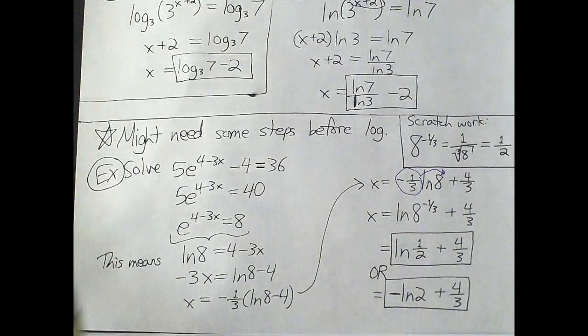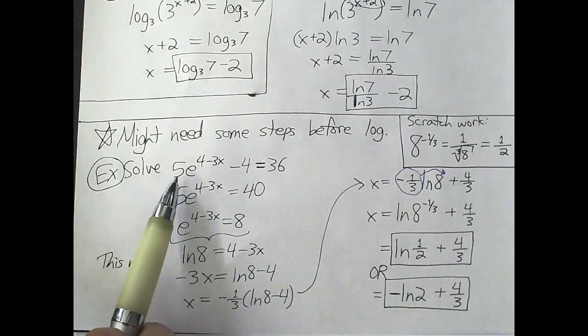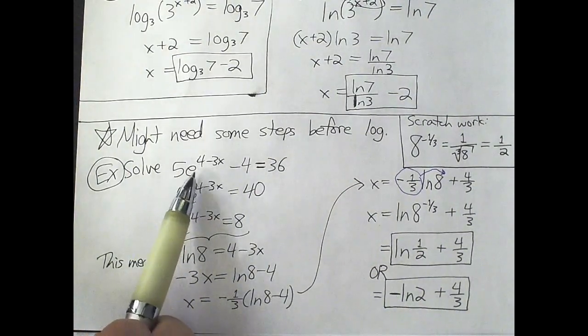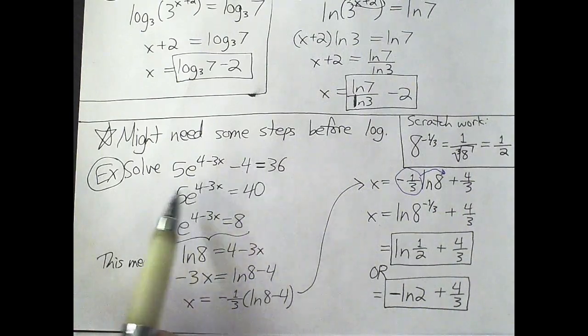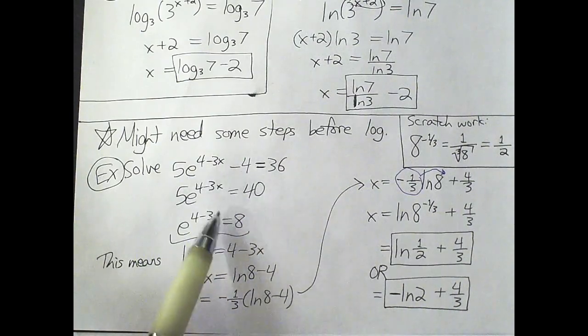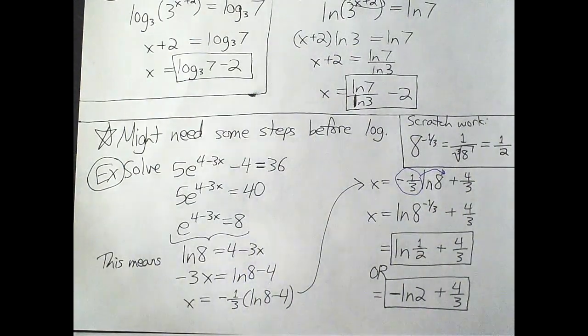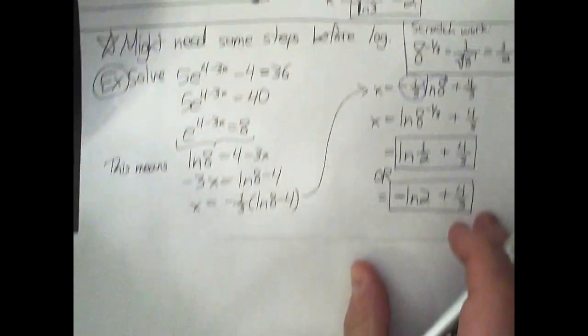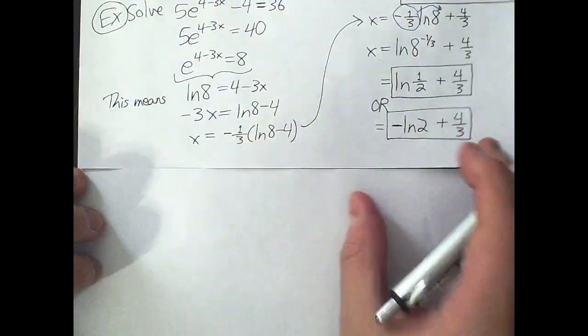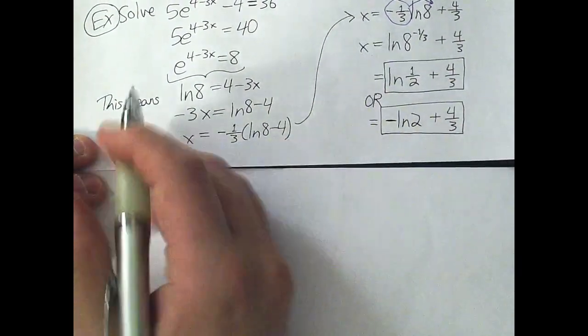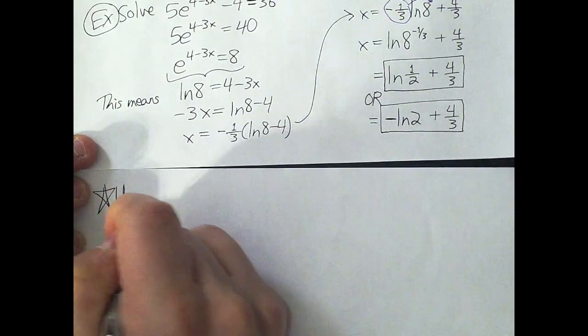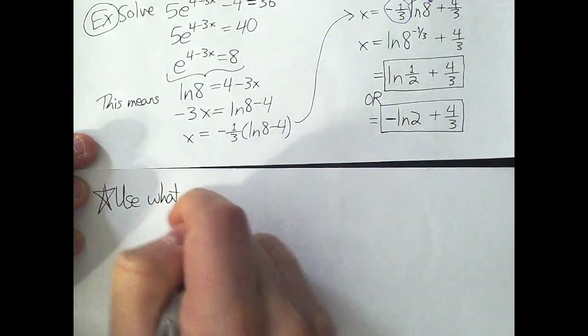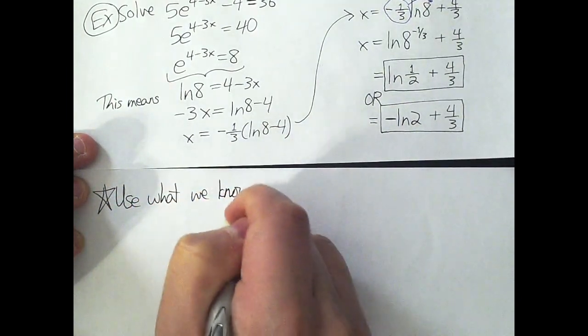So that problem, if you look at how it originally was phrased, 5e to the 4 minus 3x minus 4, we did some little arithmetic first, algebra. Add 4 to both sides. Divide 5 from both sides. It's not so bad. I'm going to say we need to use what we know from algebra.